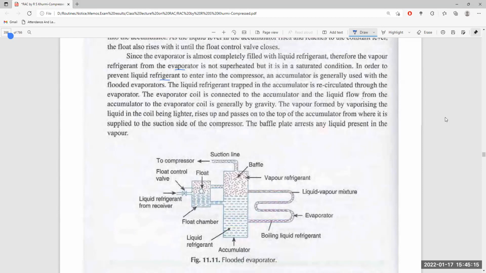The evaporator coil is connected to the accumulator and the liquid flow from the accumulator to the evaporator coil is by gravity. The vapor formed by vaporizing the liquid in the evaporator, being lighter, rises up the riser and passes to the top of the accumulator, from where it is supplied to the suction side of the compressor.